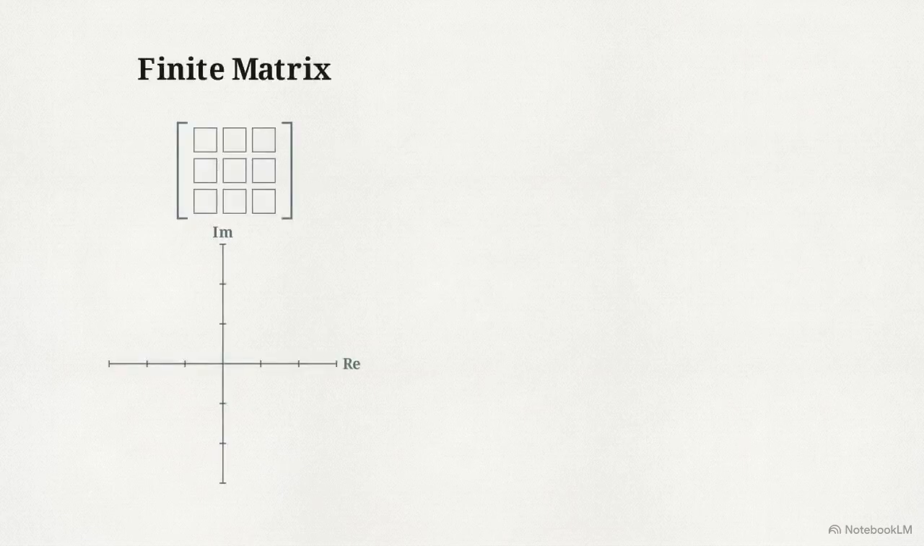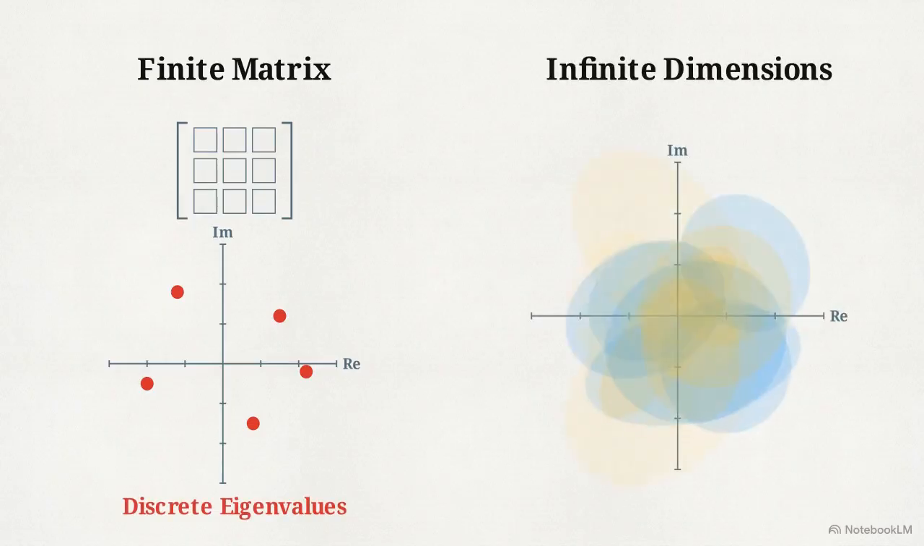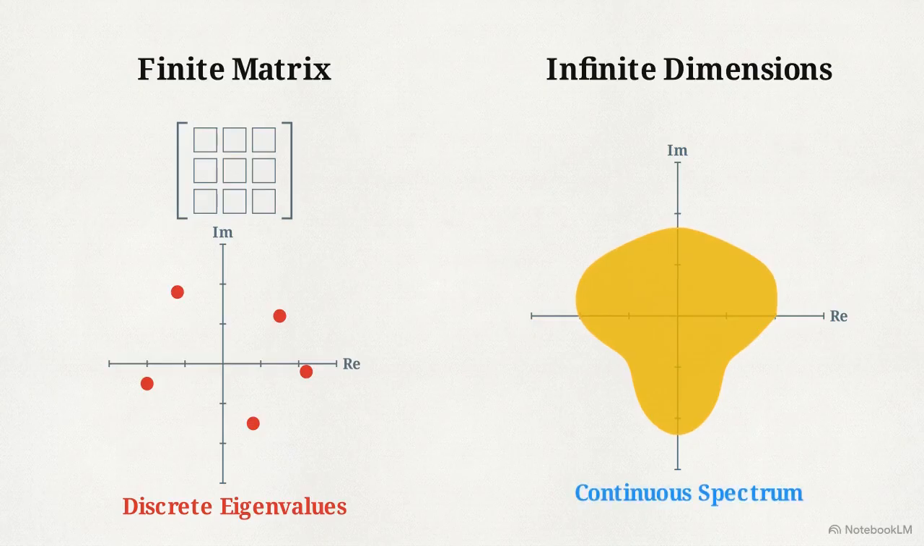A finite matrix's eigenvalues appear as discrete, isolated points. But in infinite dimensions, operators on continuous function spaces generate a spectrum that expands into a continuous region in the complex plane. This region provides a signature of the operator's behavior, defining its limits.